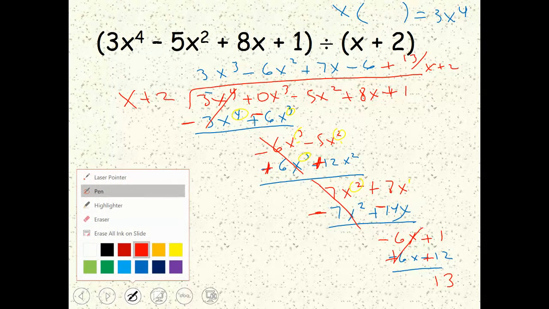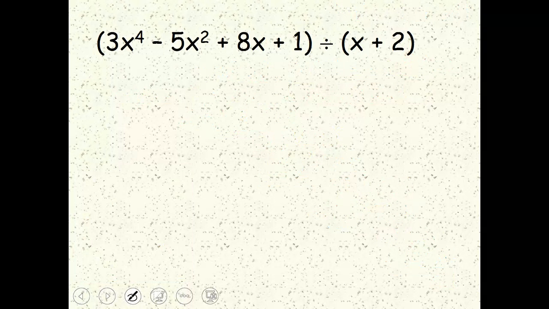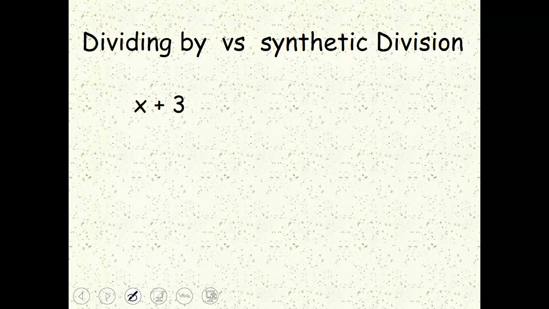Pretty horrible, but it's really the same thing going on over and over and over again. The goes into step, the multiplying step, the subtracting step, the bring down step, and then the multiply, the goes into step, the multiply step, the subtract step, and the bring down step. So it goes over and over the same way every time.